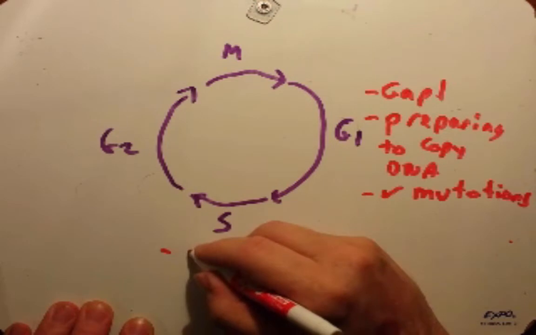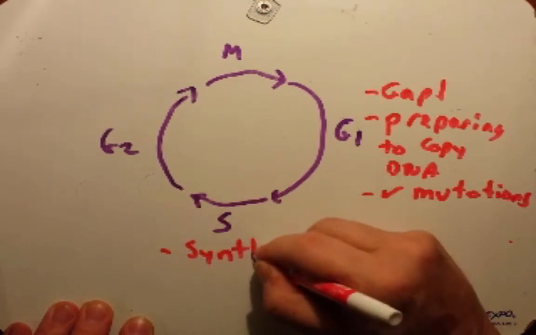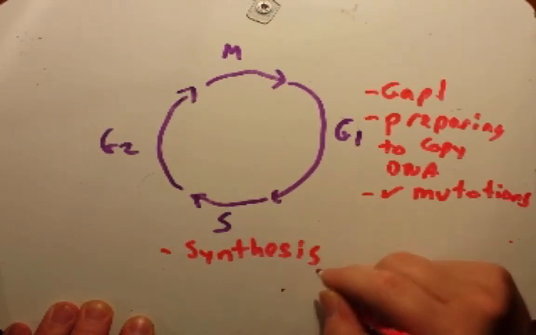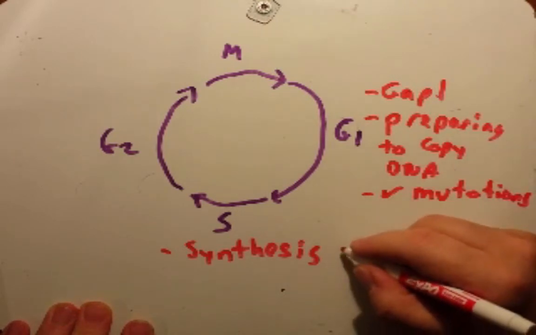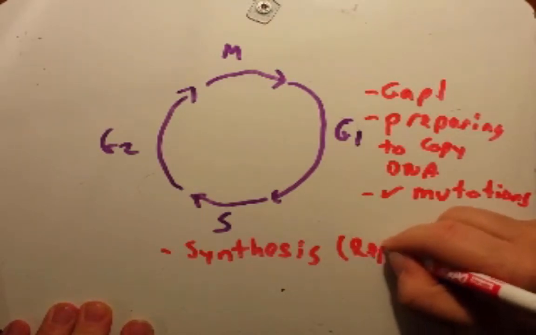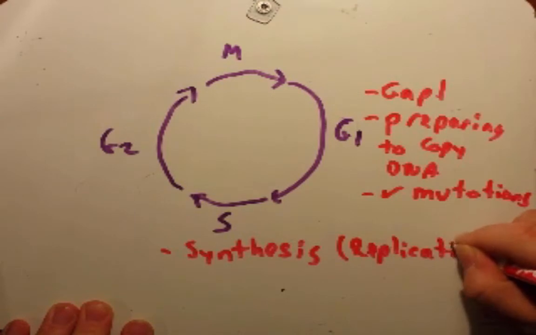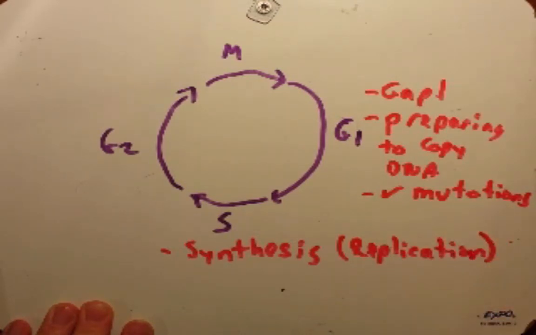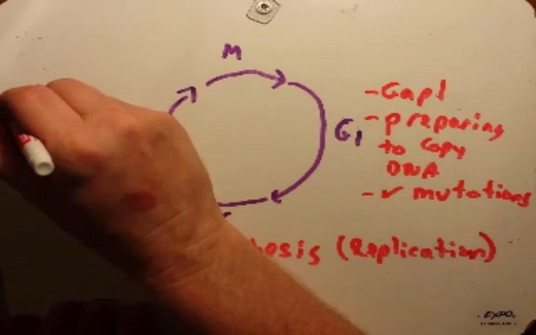And S phase stands for synthesis. This is where DNA replication occurs. And DNA is actively copied during the S phase. At the end of the S phase, it enters into G2.